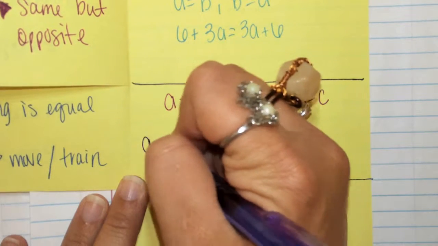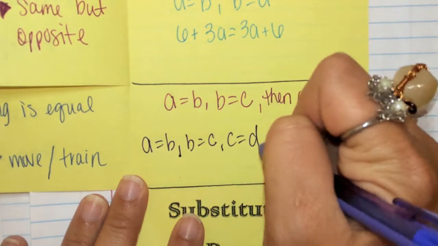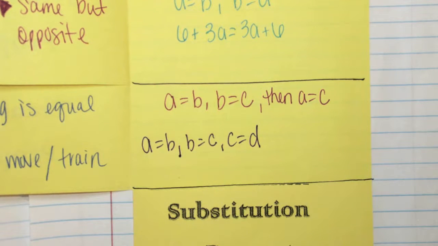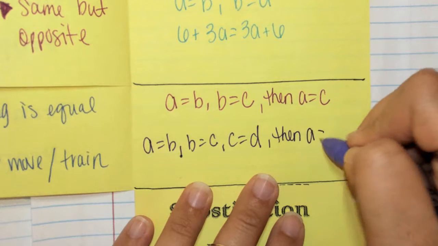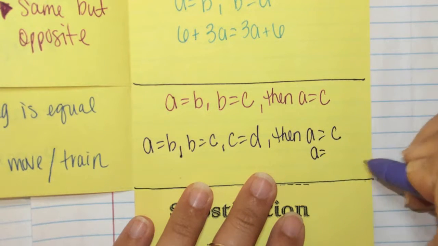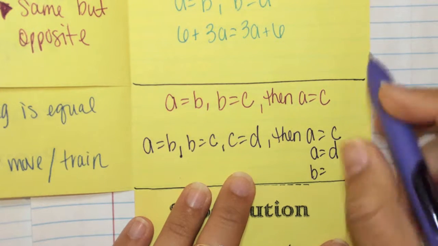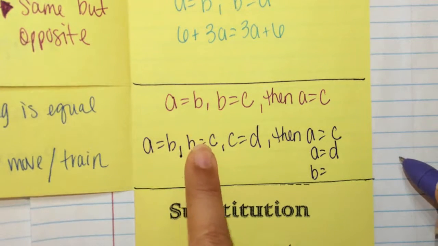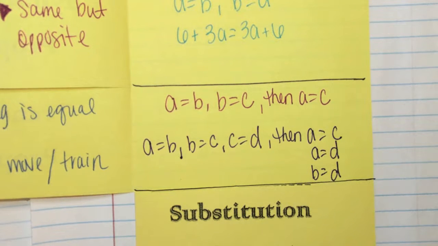What if I said A equals B, B equals C, and C equals D? What could A be equal to? It could be equal to C. Could it also be equal to something else? D. And what could B be equal to? If A equals B, B equals C, and C equals D, B could be equal to D. So you literally just take out the middle part. Ta-da! Transitive property. I'm sorry, it's really not that exciting, but hopefully the colored paper makes you happy.